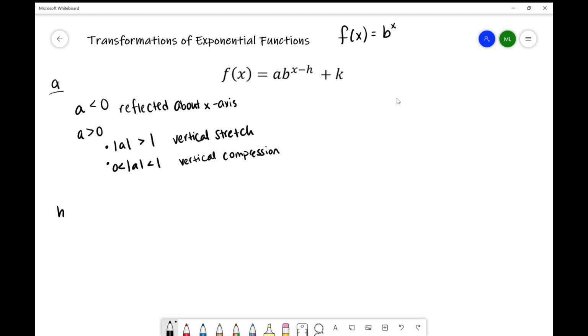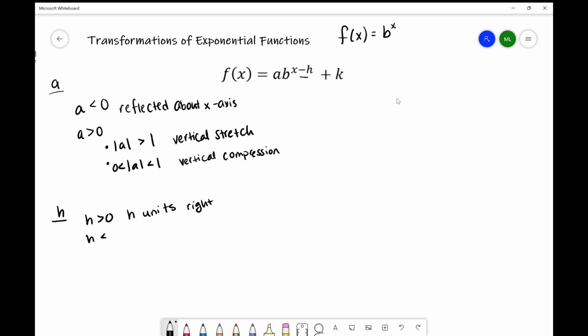Now what happens if h is being manipulated? What's the h doing to my x? The key thing is that it's x minus h. So if h is positive, basically meaning x minus h is staying the same, then you are moving h units right. This is like a shift to the right.